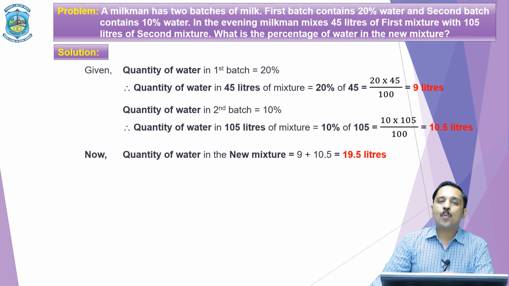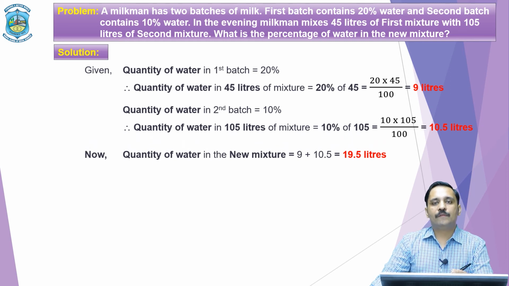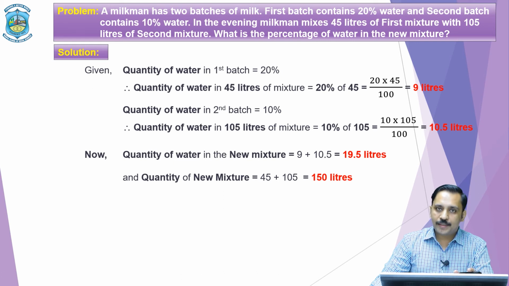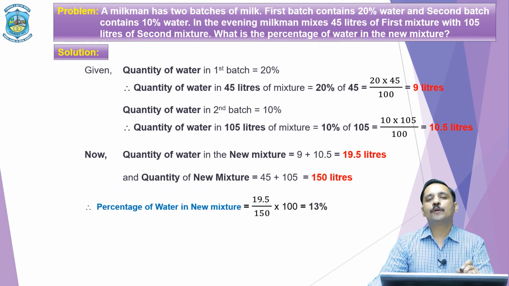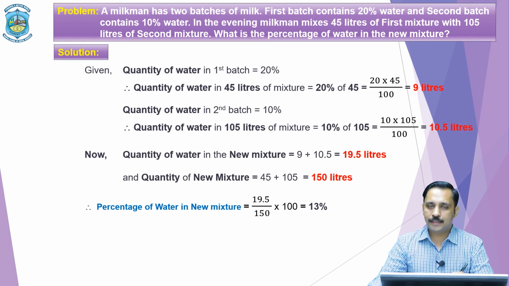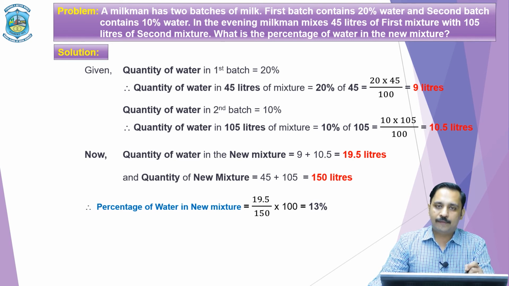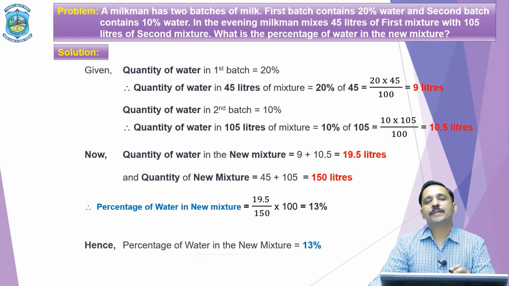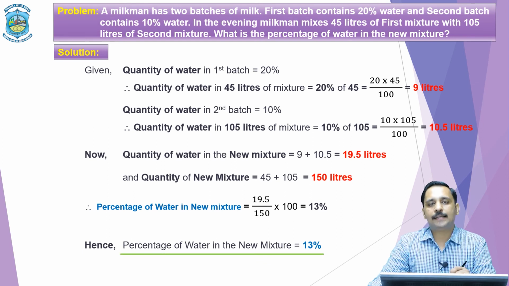Now, the quantity of water in the new mixture, that is 9 liters plus 10.5 liters, we have total 19.5 liters. And the quantity of the new mixture is 45 liters plus 105 liters, which is equal to 150 liters. Therefore, the percentage of water in this new mixture is equal to 19.5 divided by 150 multiplied by 100, which is equal to 13%. Hence, the percentage of water in the new mixture is 13%.